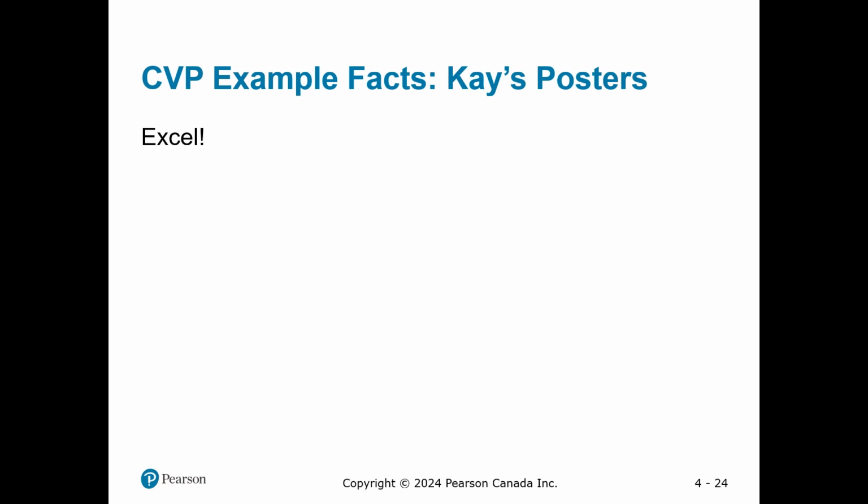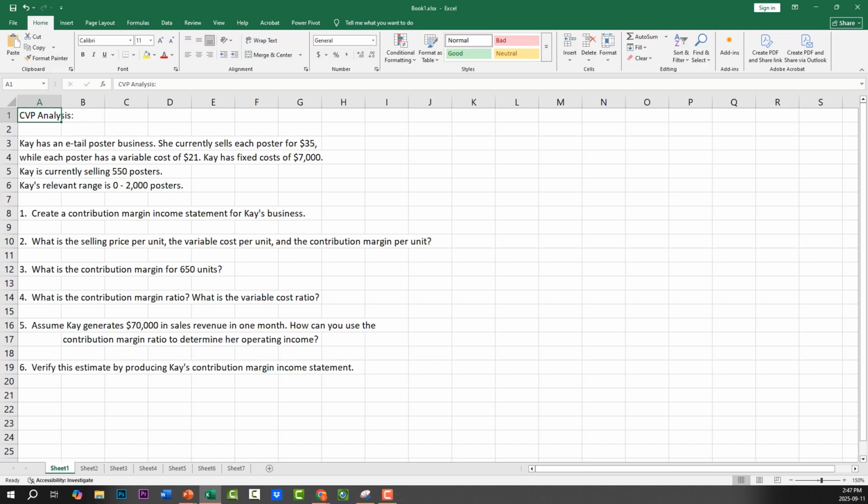Let's look at an example on Excel. Kay has an e-tail poster business. She currently sells each poster for $35, while each poster has a variable cost of $21. Kay has fixed costs of $7,000. Kay is currently selling 550 posters. Kay's relevant range is 0 to 2,000 posters.